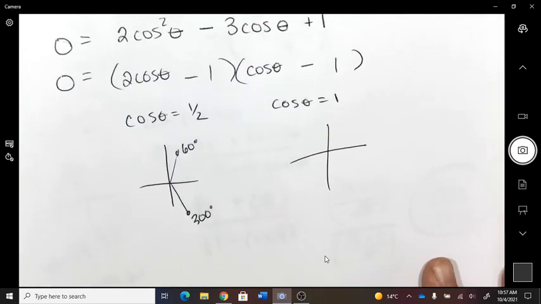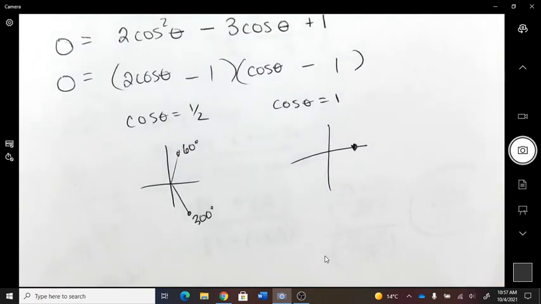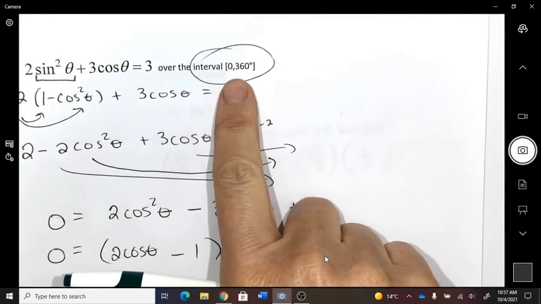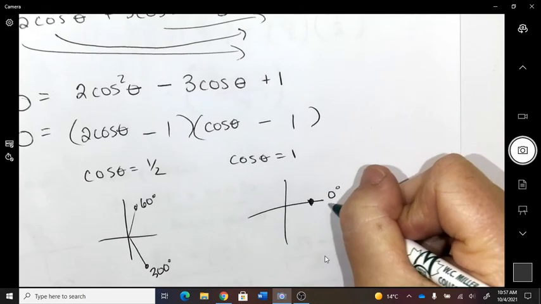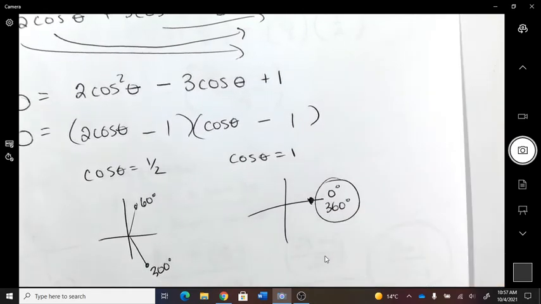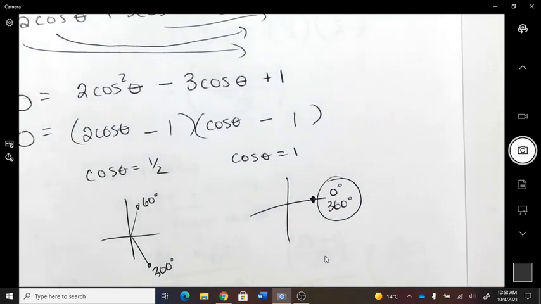And now I'm going to look for unit circle wherever I see x of 1. X of 1 over there. Ooh, I better double check my domain. Okay, I can include 0 and 360. So then I'm going to do that. I better answer both because I have to include both.